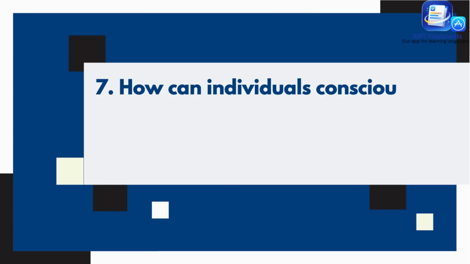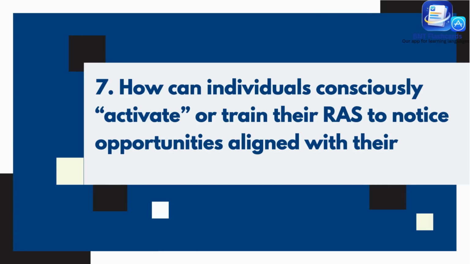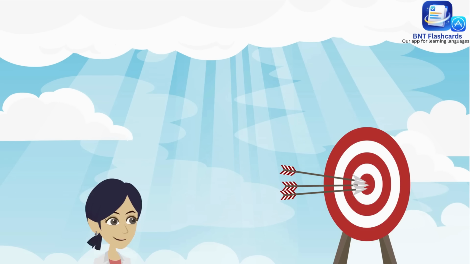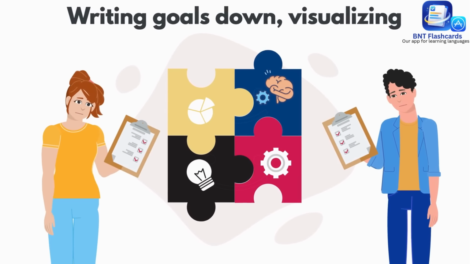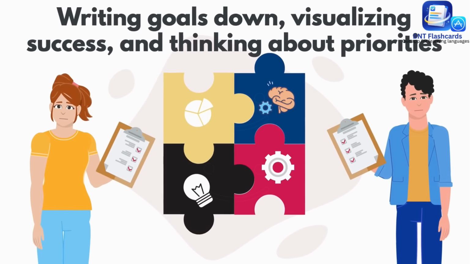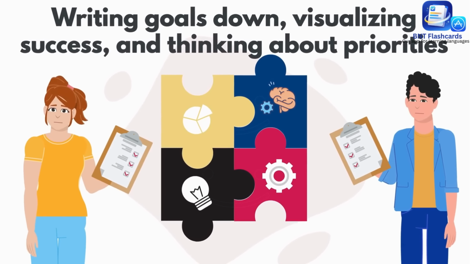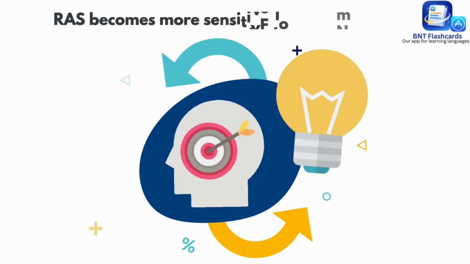7. How can individuals consciously activate or train their RAS to notice opportunities aligned with their goals? People can train their RAS by regularly reminding themselves of their goals. Writing goals down, visualizing success, and thinking about priorities signal the brain to look for related information and opportunities. Over time, the RAS becomes more sensitive to what matters most.